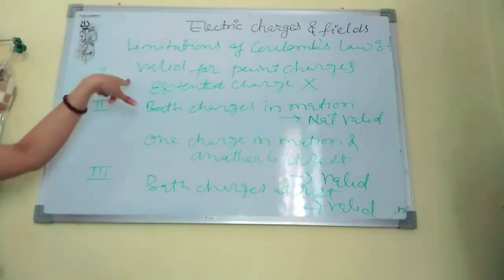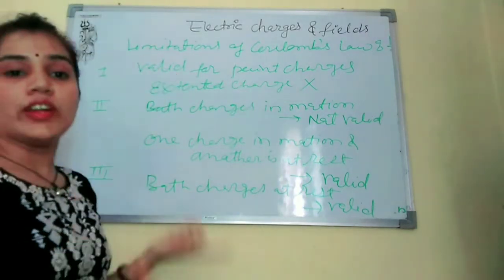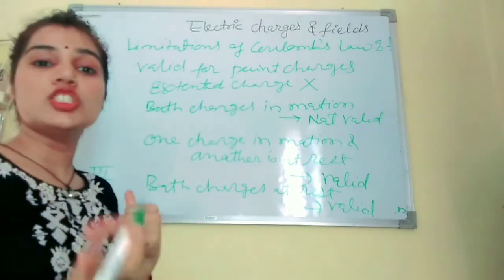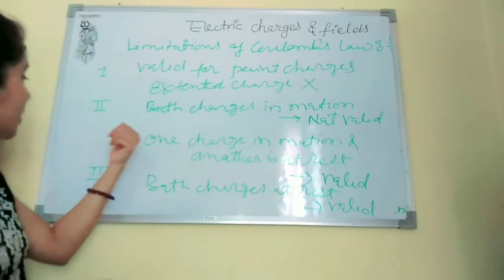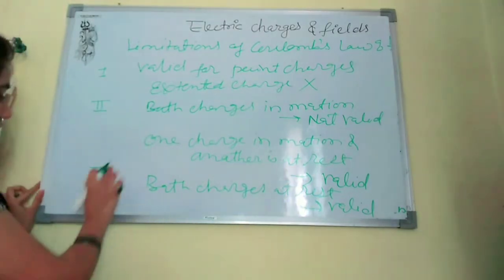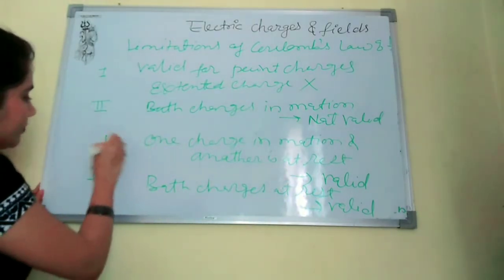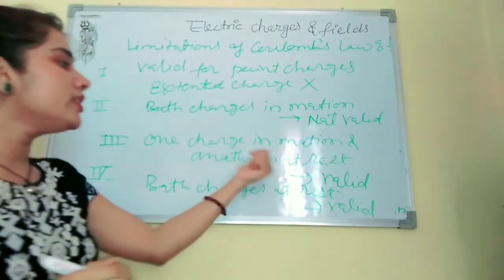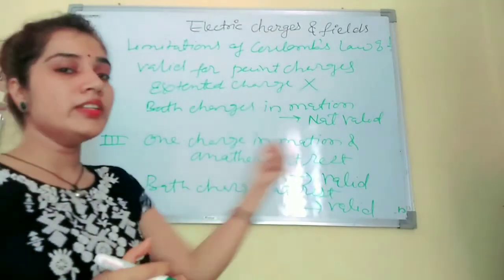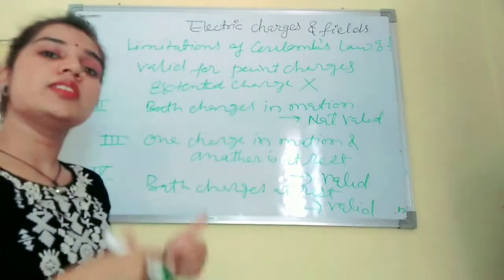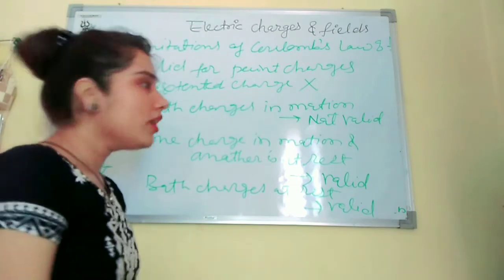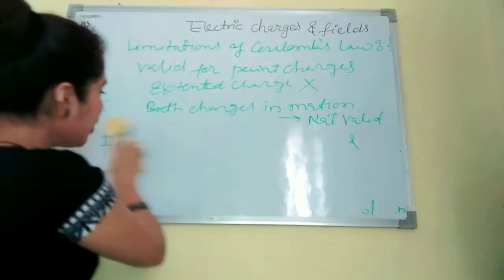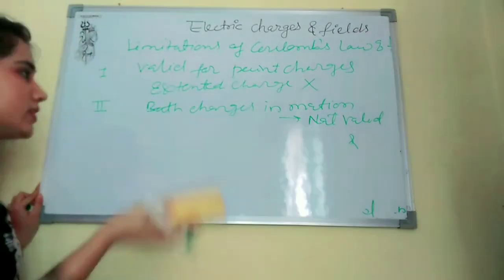First is valid for point charges, not for extended charges. Second, both charges in motion, then it is not valid or invalid. And this is the third point and this is the fourth point. If one charge is in motion and the other is at rest, then it is valid. And if both charges are at rest, then also it is valid. Okay, so these are the limitations. Now we will see the forces between multiple points.